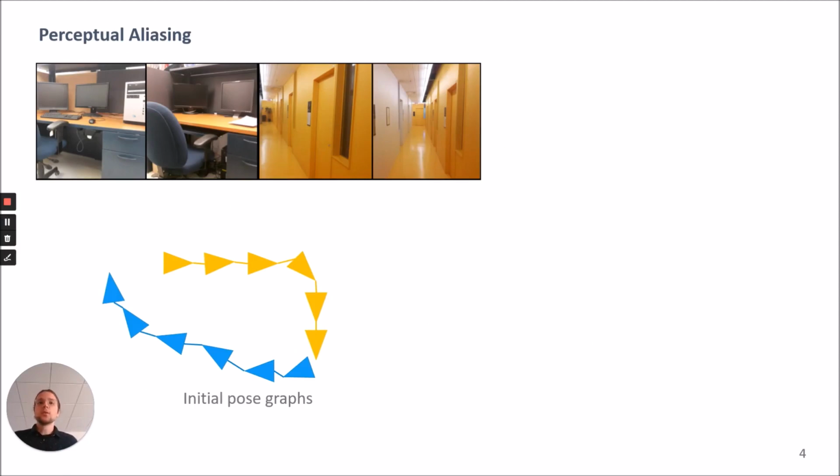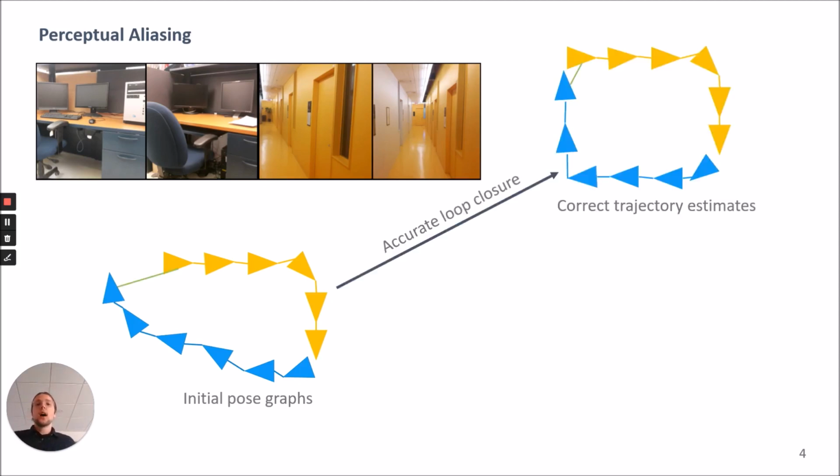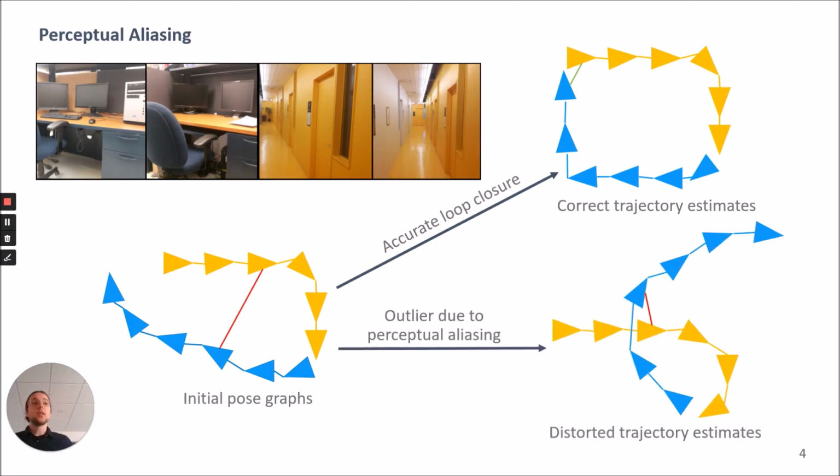One of the main issues with Multirobot SLAM is to detect valid inter-robot loop closures in presence of perceptual aliasing. This phenomenon occurs when two places are confused as the same one by the robots. As you can see on those pictures of 4 different places, distinguishing them is not always an easy task. So if we start again with our two-robot example, we can see that while adding accurate loop closures allows us to recover the correct trajectory estimates, the presence of outliers due to perceptual aliasing will distort the results.